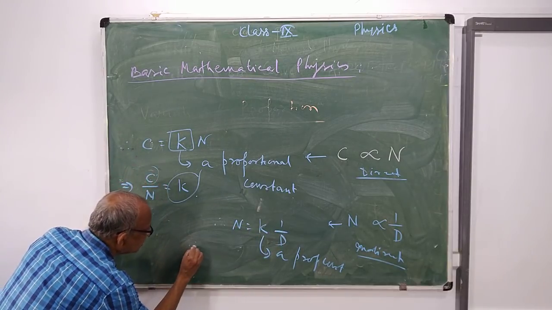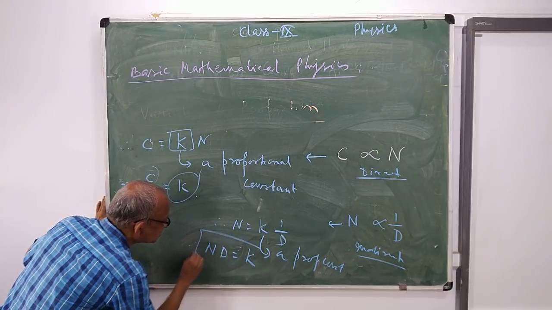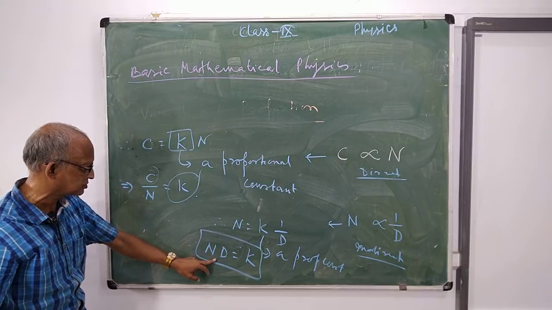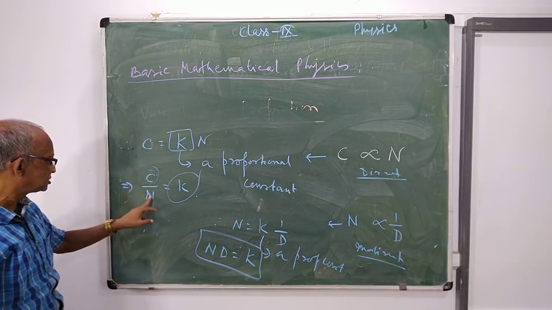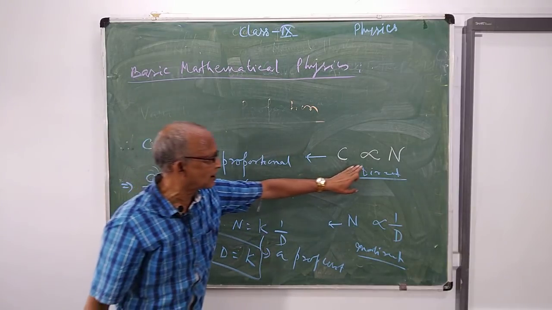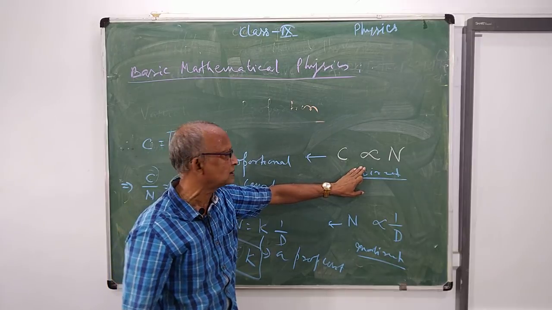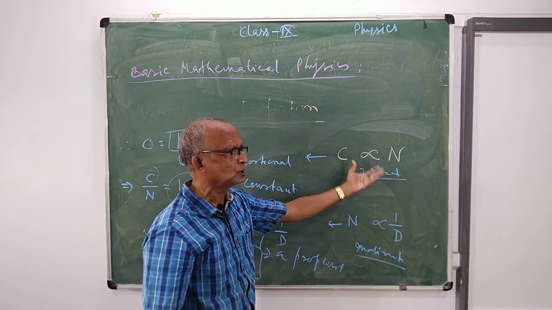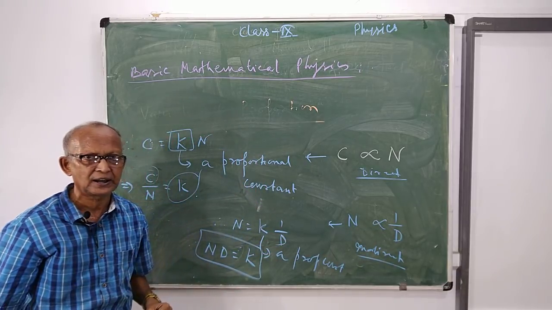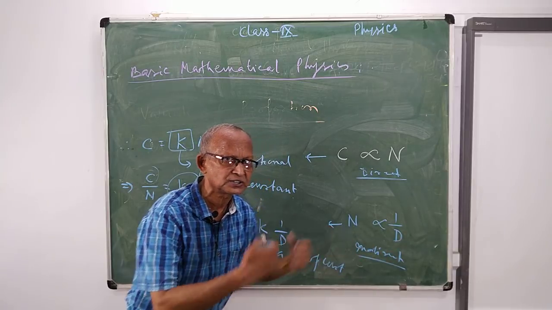What does it mean? Therefore, N into D equals a constant. Check the difference between these two expressions. Here C by N is constant, the ratio. So in case of direct proportion, when you say directly proportional, the ratio of the terms will be constant. And in case of indirect variation, when N varies indirectly with D, then what does it mean?